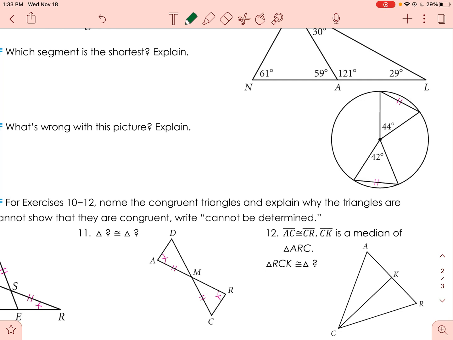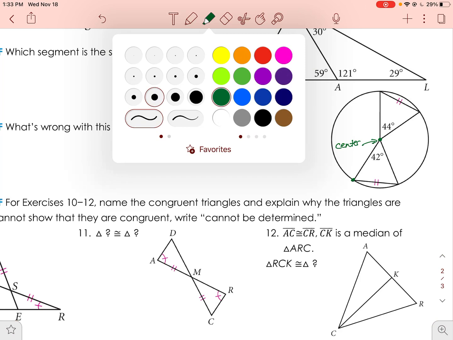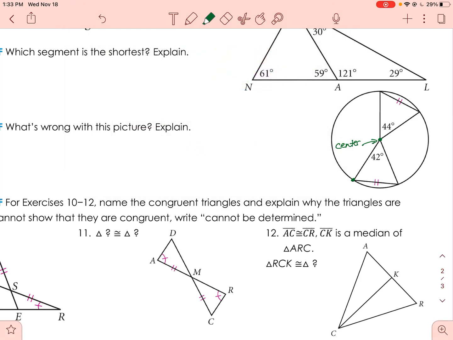And the other thing that we're told is that this side right here is congruent to this side right here, hence the congruency markings. Now if you look at this point right here, it is the center of the circle. So that means that this distance from the center to the outside of the circle right here is called a radius. And what we know about a circle is a radius is the same no matter what part of the circle it goes to.